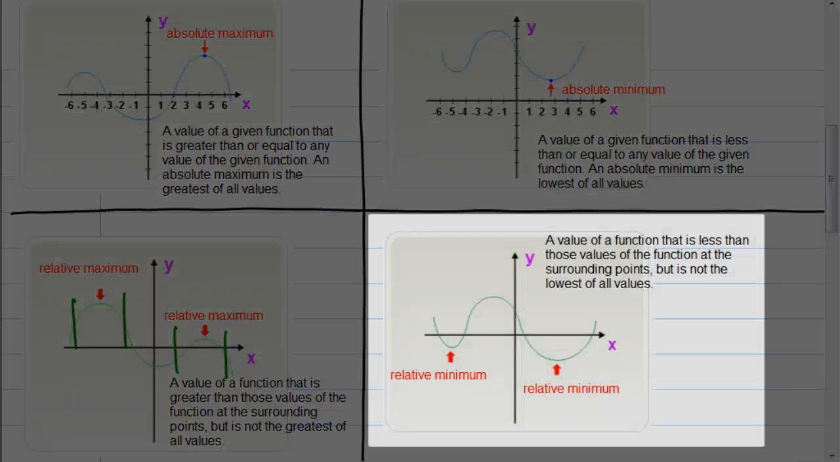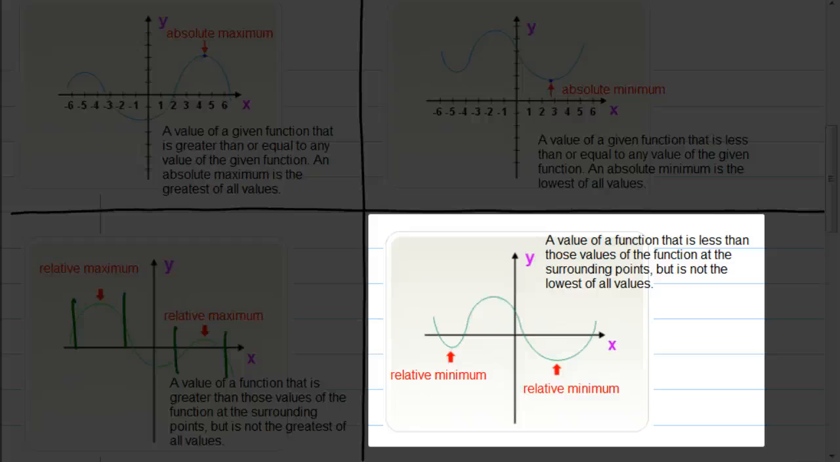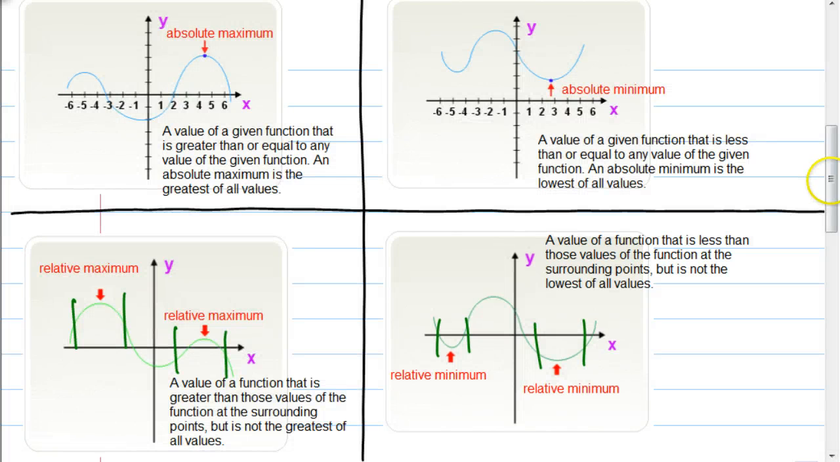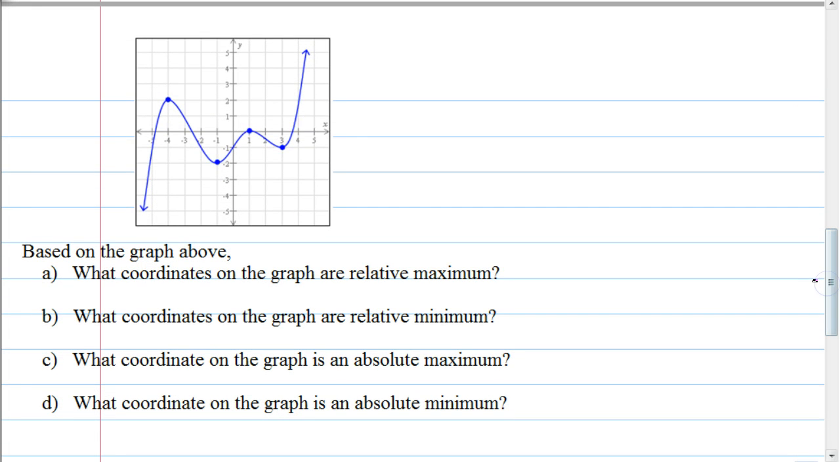Same thing is true for a relative minimum. Pretty much the same idea as the relative maximum, only we're looking at minimum values here. A relative minimum is a value of a function that is less than those values of the function at the surrounding points, but it is not the lowest of all the values. Again, you could have a couple of them, like in this interval there's that relative minimum, and in this interval here there's another relative minimum. So this graph here would have two relative minimums, just like the previous one had two relative maximums. Let's be more specific here.